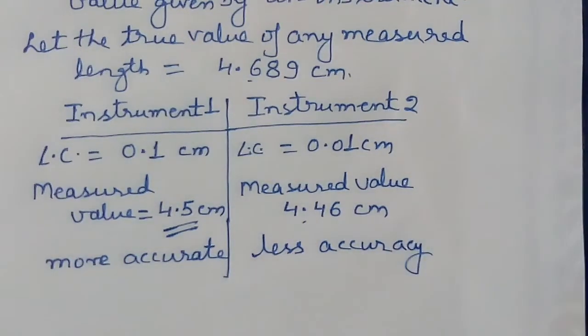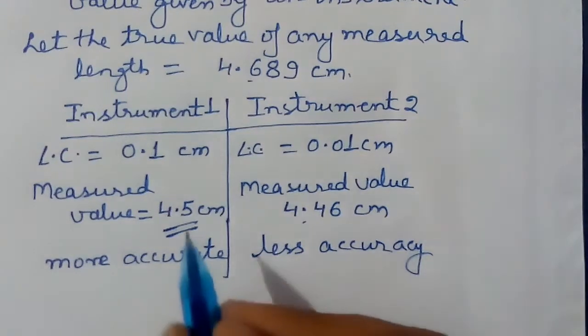So this is the concept of accuracy: instrument 1's measured value is 4.5, which is quite close to the true value, so it is more accurate, and by instrument 2 we measured a value which is less close to the true value, so its accuracy is less.